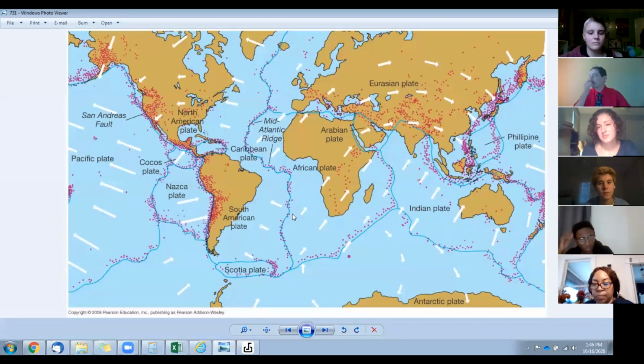So do the earthquakes happen on the side that the plate is going over or under the fault line? So the earthquakes would be on both sides.